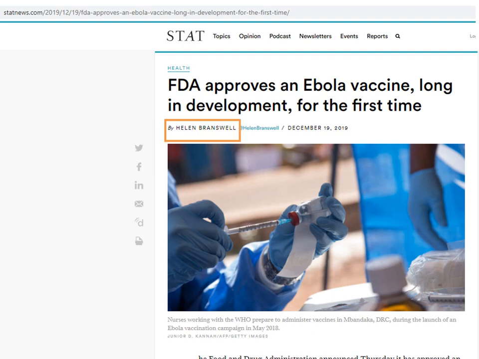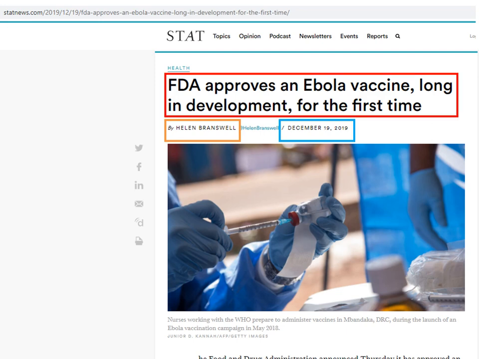This webpage says by, and then the name of the author, Helen Branswell. The publication date is listed at the top. Sometimes it's at the bottom. The title is at the top. If it is not clearly stated like this example, simply use the best information you can to identify what you are reading. The name of the website, the organization is STAT, and the URL.